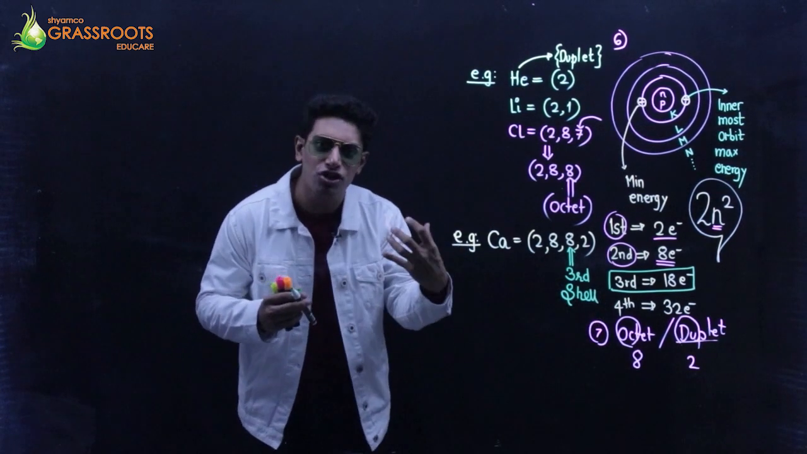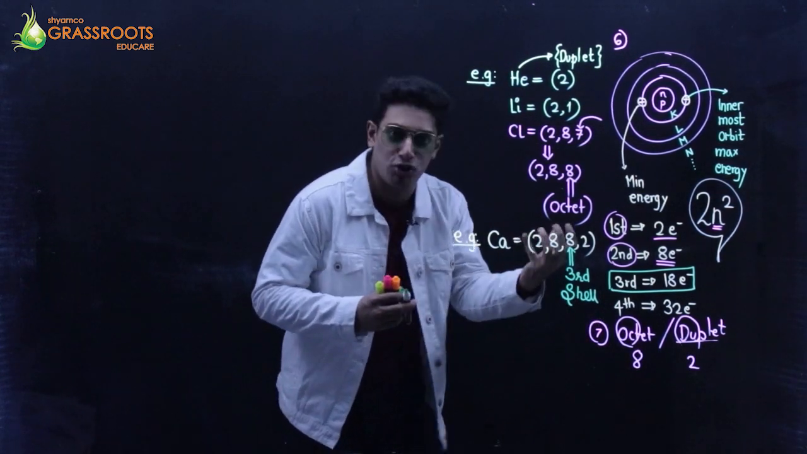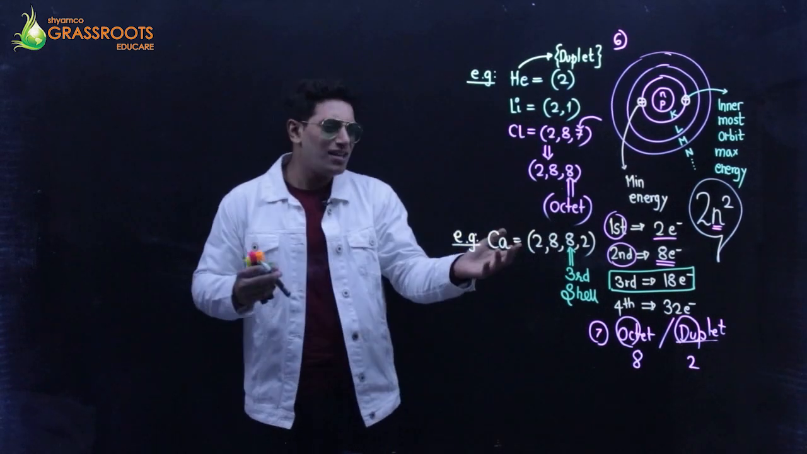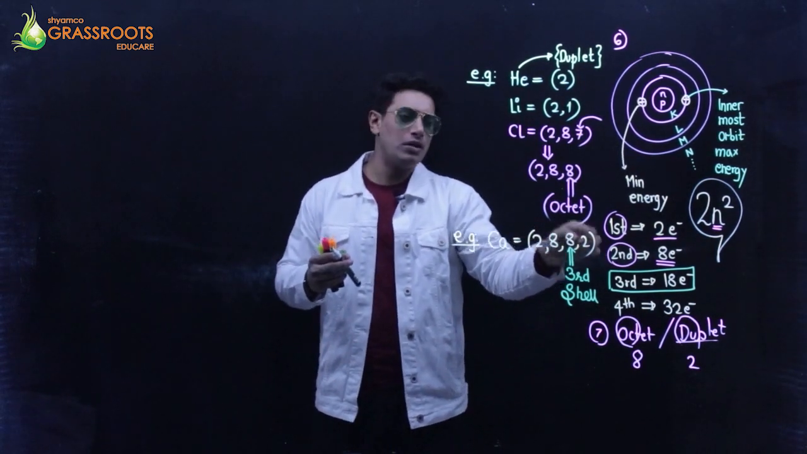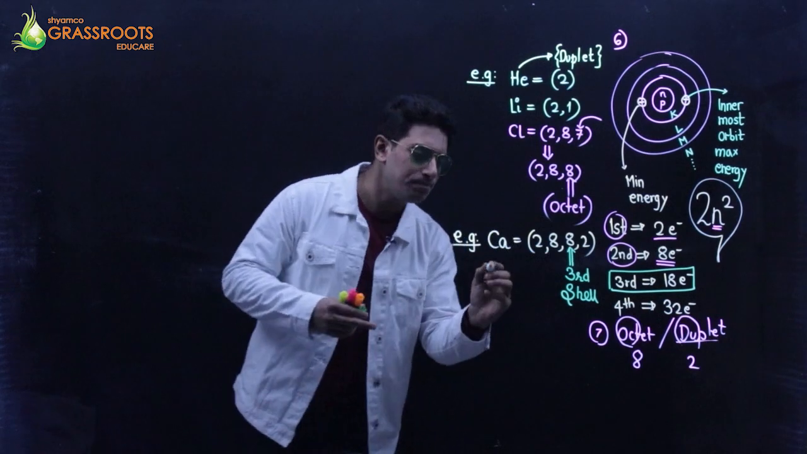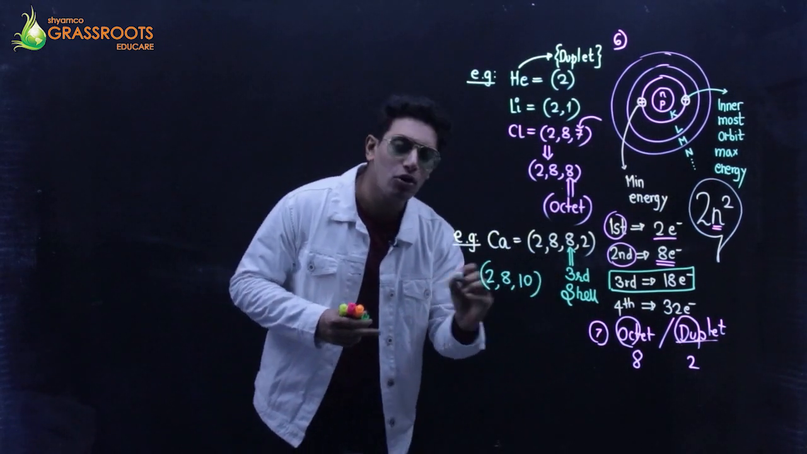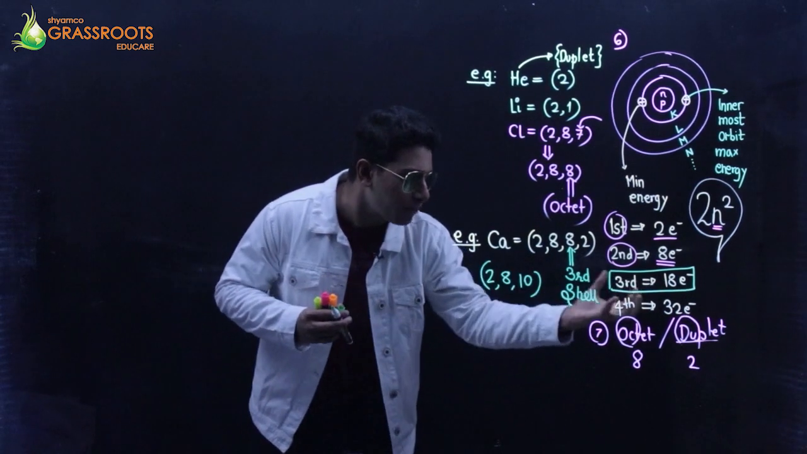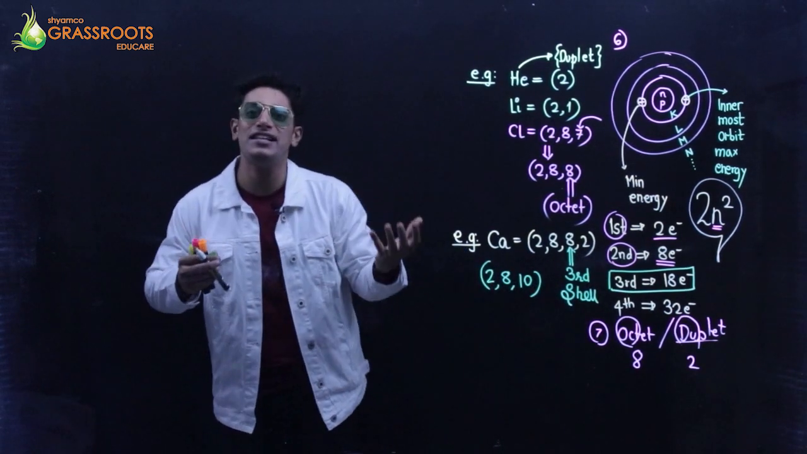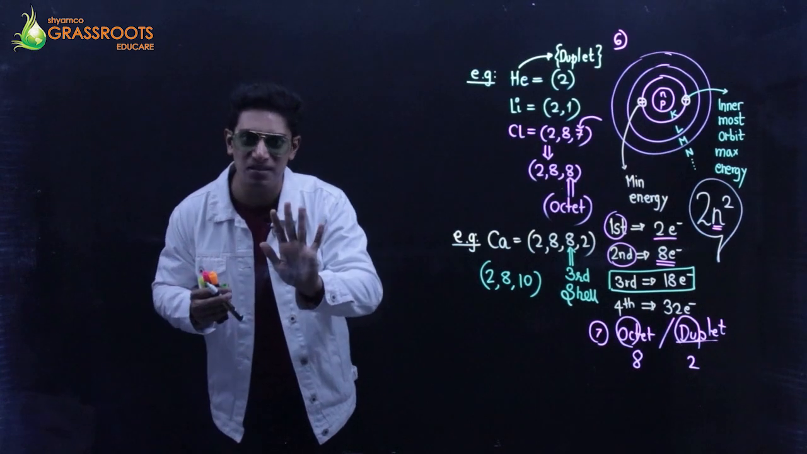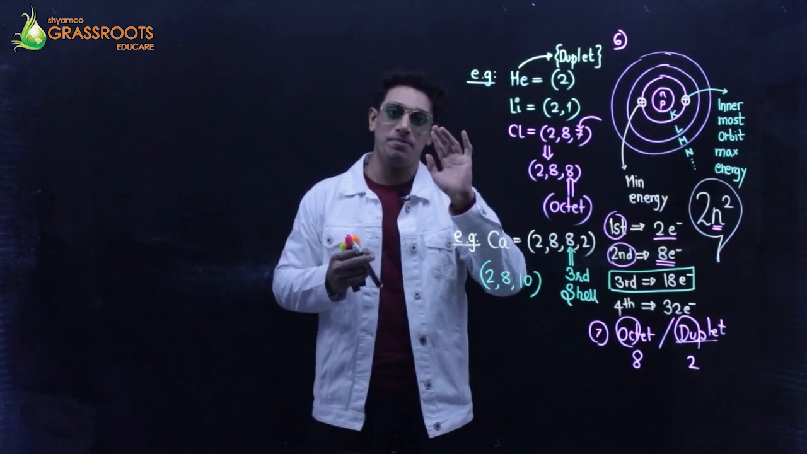I know that the third shell can capture 18. Then why did I write 8, 2? I should have straight away written 2, 8, 10, because obviously, if the holding capacity is 18, it can easily hold 10 electrons. Very simple. But there is one more rule.